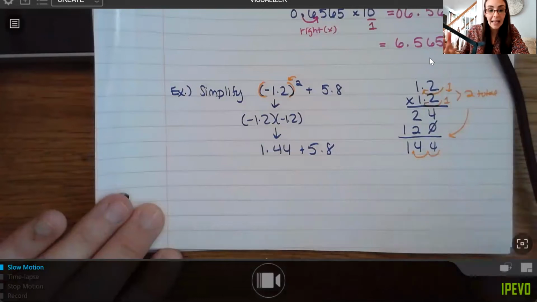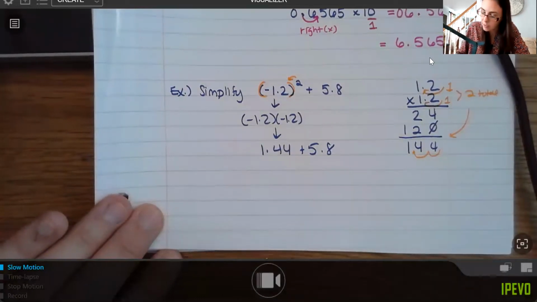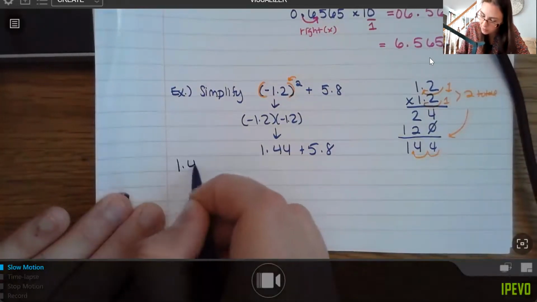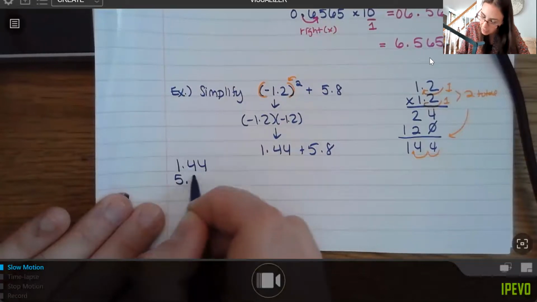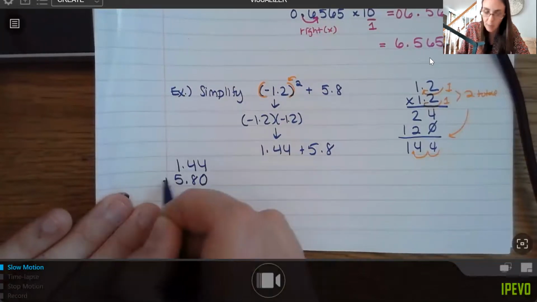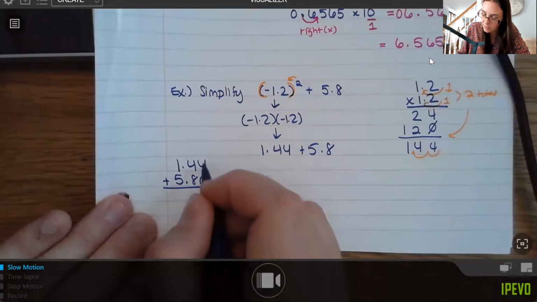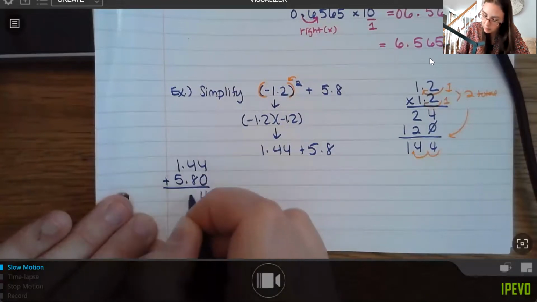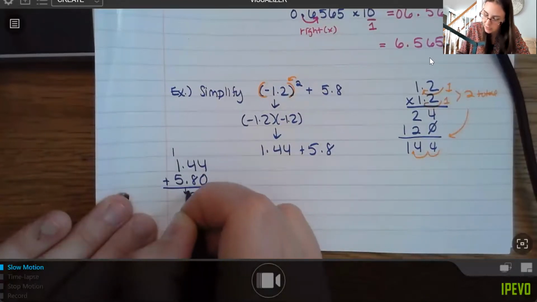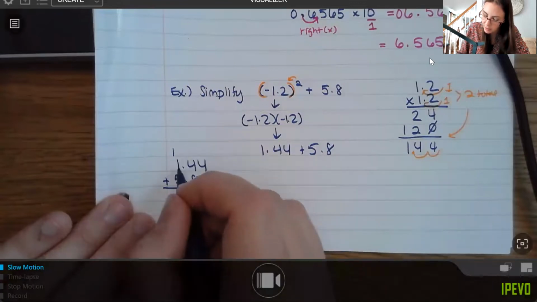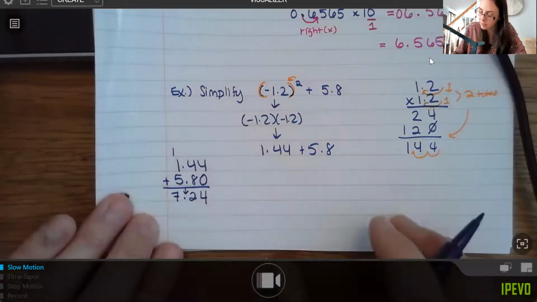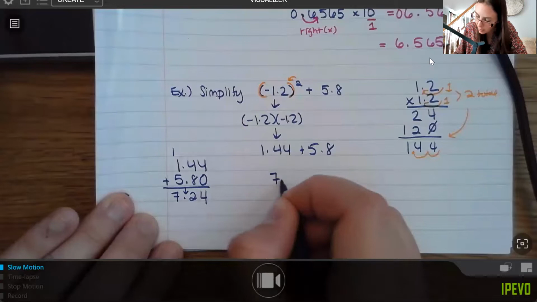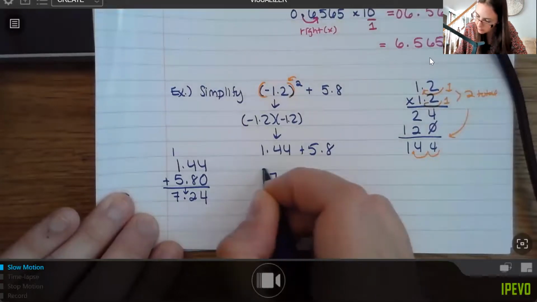Now, when we go back to adding or subtracting, you do have to line up your decimal points. So a lot of work off to the side here. I can attach a 0 on the end just to help me stay organized. And then I start by adding my columns. Decimal point comes straight down. 5, let's see, 6, 7. So I have 7 and 24 hundredths.